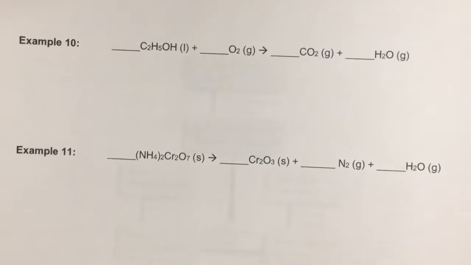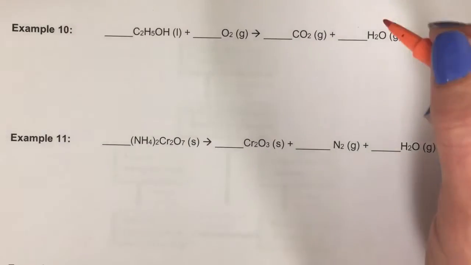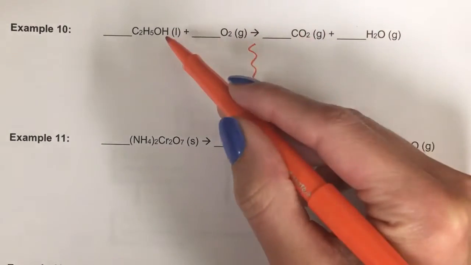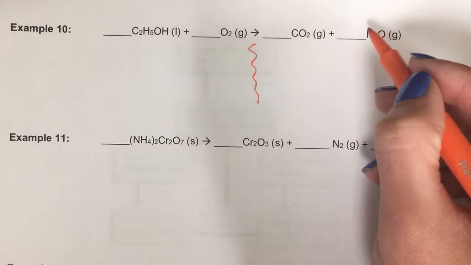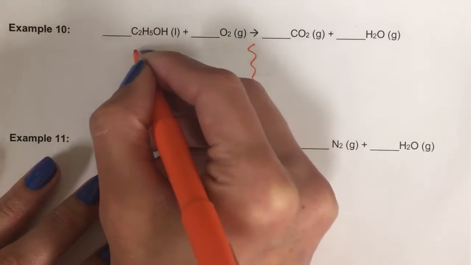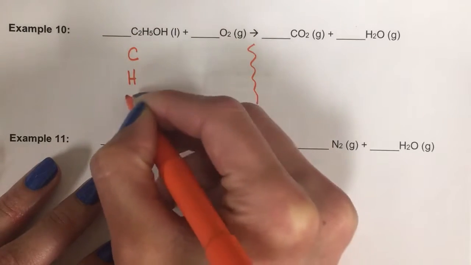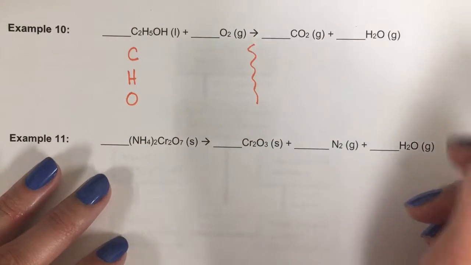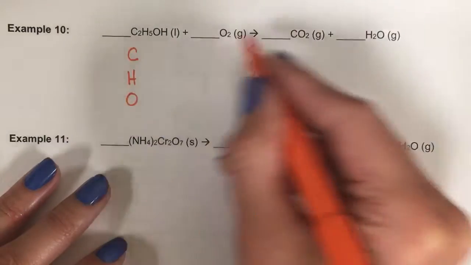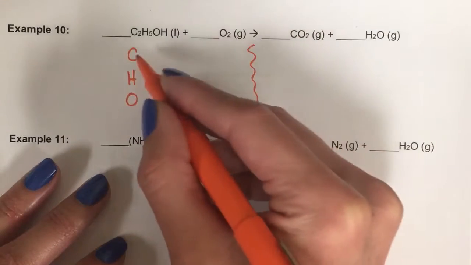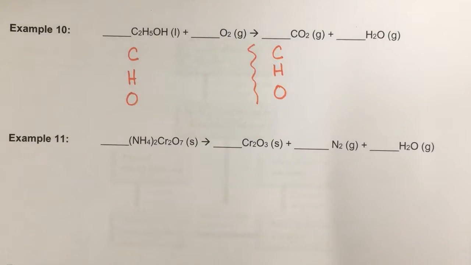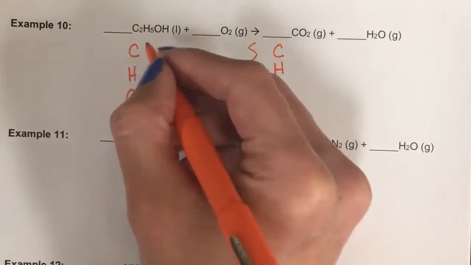So here we've got some examples. Now the easiest way to balance a chemical reaction is to compare what's happening on the left of the equation to what's happening on the right of the equation. Here, I've got carbon, I've got hydrogen, and I've got oxygen. I have to have the same atoms on both sides. Even though they're not in the same order, I'm going to put them in the same order so that it's easier for me to see whether they're balanced or not.